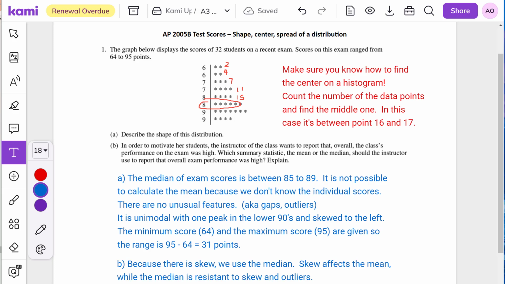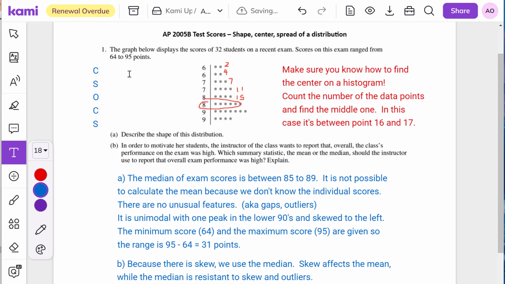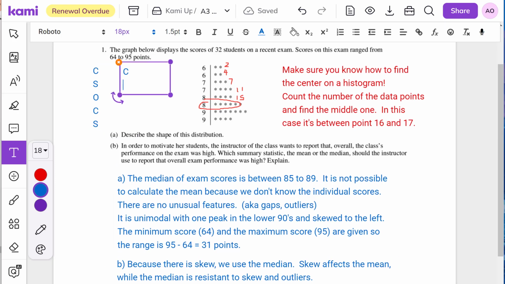All right, so the graph below displays the scores of 32 students on a recent exam. Scores on this exam range from 64 to 95 points. Describe the shape of the distribution. So you're going to want to use CSOCS or CCUS. Let me write down those acronyms: CSOCS, just like we did in the Moneyball activity, or CCUS. Either one is fine.